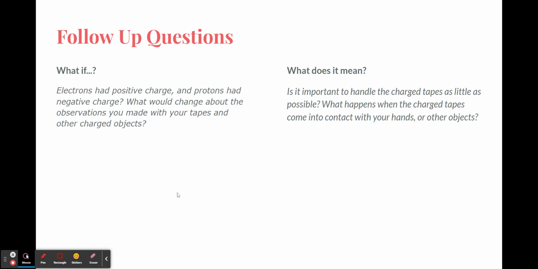And that is it. Overall, the experiment showed that the tapes have the same charge and thus repelled.